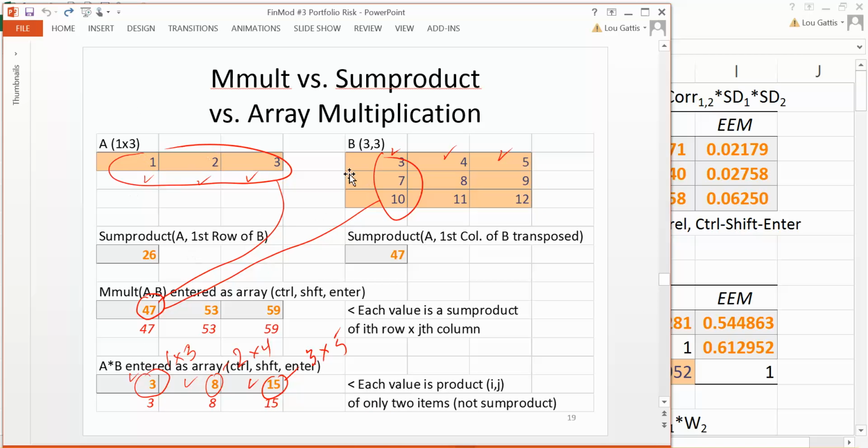Now here, if you double click here, there's a little discussion of what it means to do an mmult versus entering, say, A times B and just hitting Control-Shift-Enter. So if I did mmult A times B, where A is a 1 by 3 and B is a 3 by 3, it creates a 1 by 3. If I were to do an mmult, the first item here would be this row times this column, the sum of products, which is 47. If I were to just type in A times B, Control-Shift-Enter, it would simply be 1 times 3. So it lines up the row and column identifiers and multiplies the values.